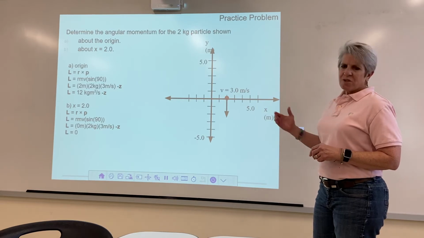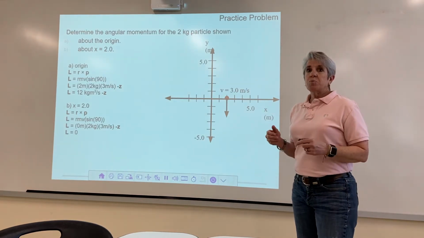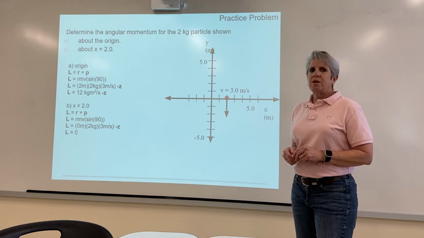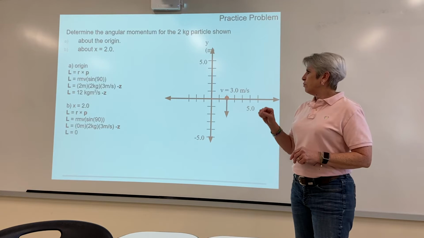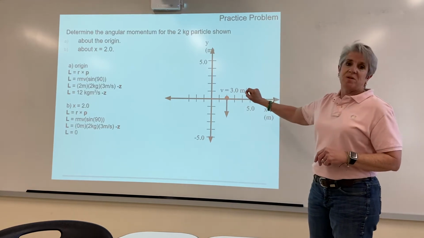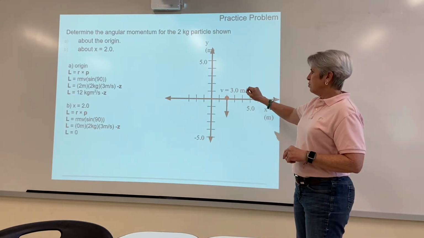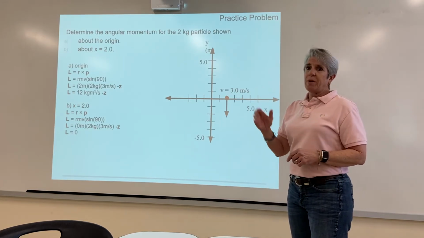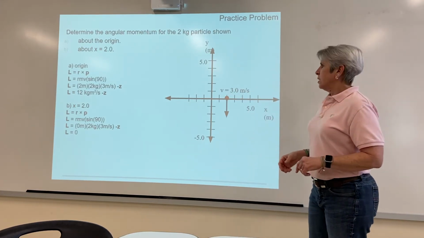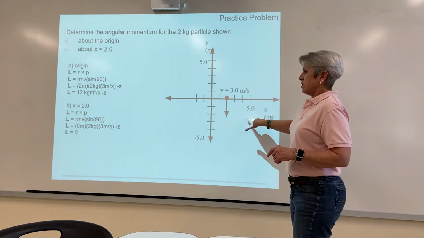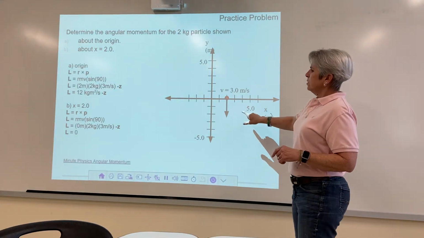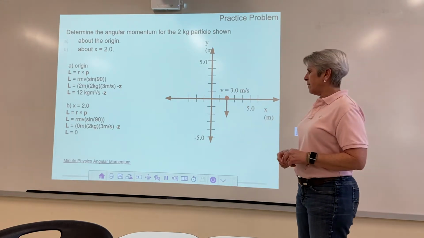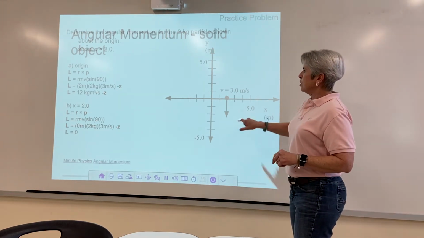So the interesting thing to note about this is that this particle does have linear momentum at that point. It just doesn't have any angular momentum with respect to that position, the x equals 2 position. Sometimes you can have linear momentum and not have angular momentum, and that's fine. Okay, so there's a Minute Physics video I would encourage you to take a look at about angular momentum. You can just click on that link.